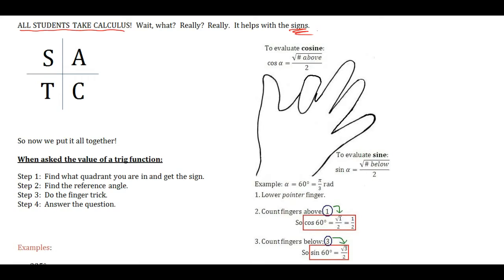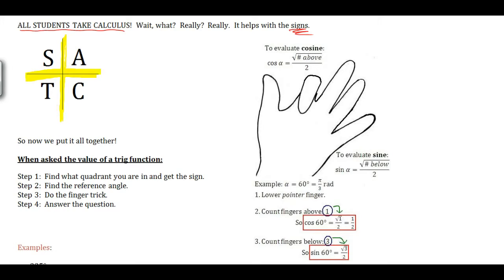So all students take calculus. Look at the quadrants, and you know this is quadrant 1, and this is quadrant 2, and this is quadrant 3, and this is quadrant 4. So that's the order that all students take calculus goes in, so you can remember it. And what does it actually do? Well, it helps us remember who is positive in which quadrants.